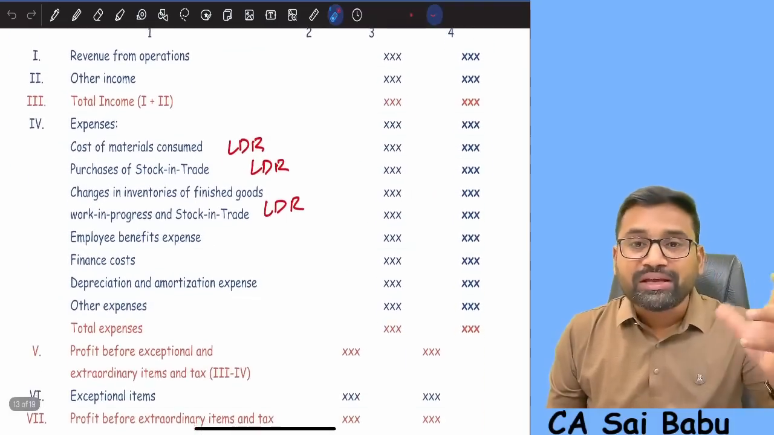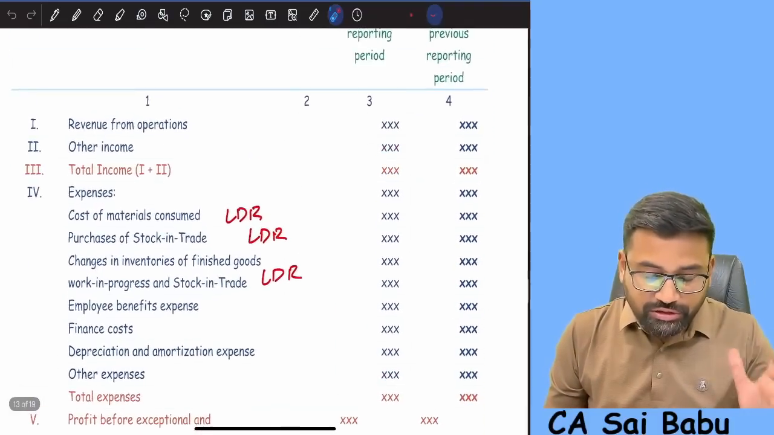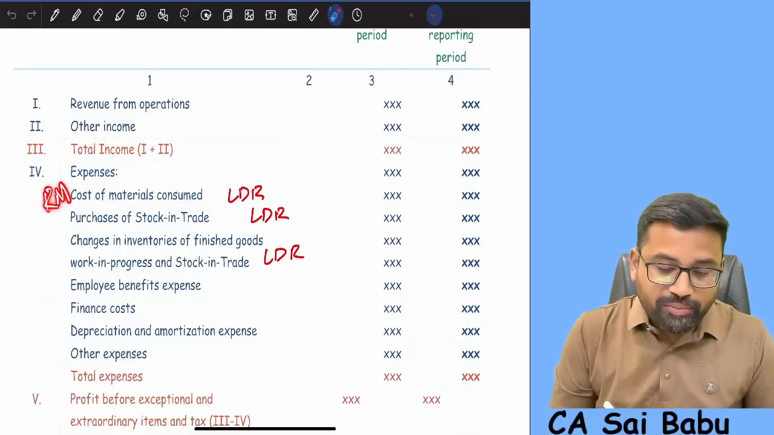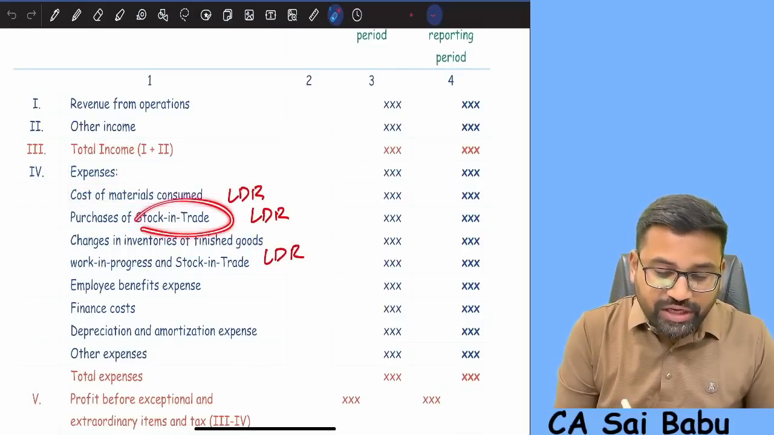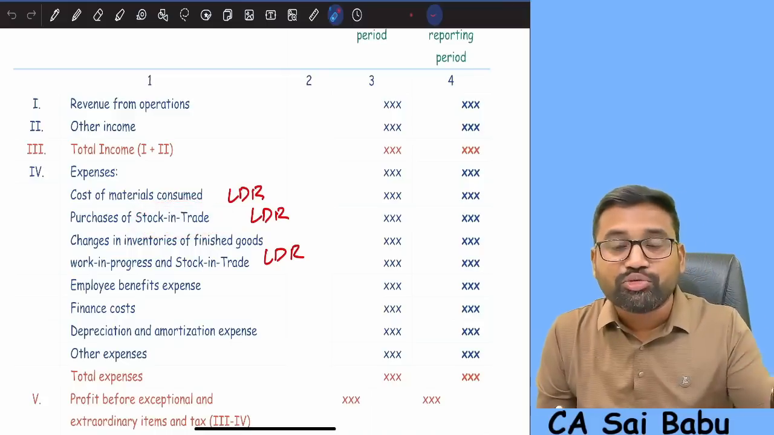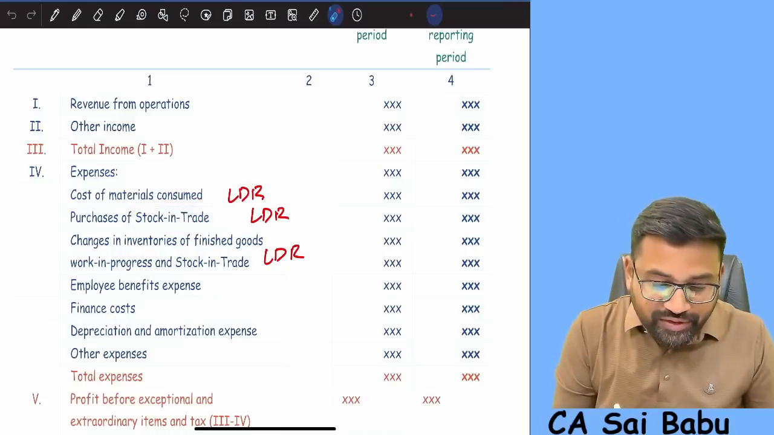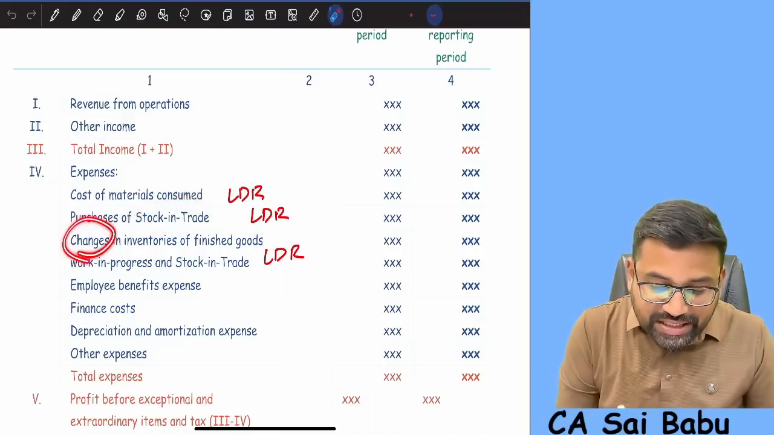And when you are preparing as per Schedule 3 the P&L account, expenses side, cost of materials consumed. This cost of materials consumed is in respect of raw material. Purchase of stock in trade: when you have any stock in trade, meaning you purchase and sell, you don't manufacture, that will be in respect of stock in trade. We need to show purchases separately, change in stock in trade separately.